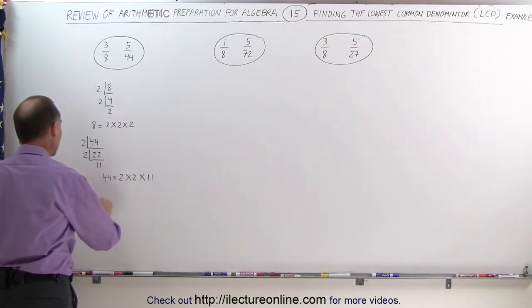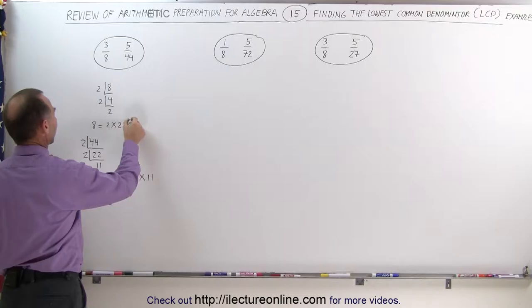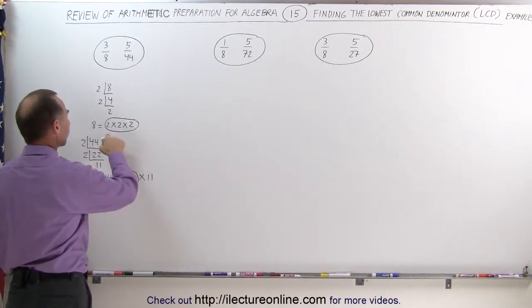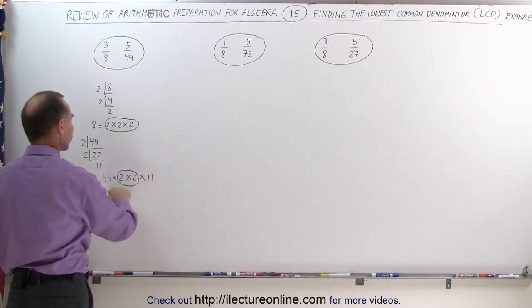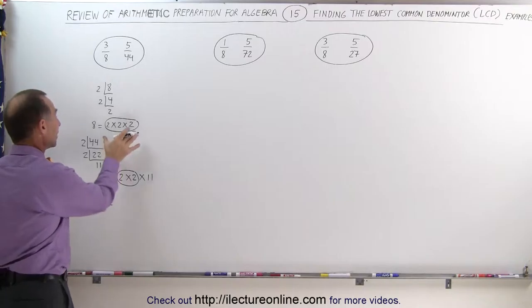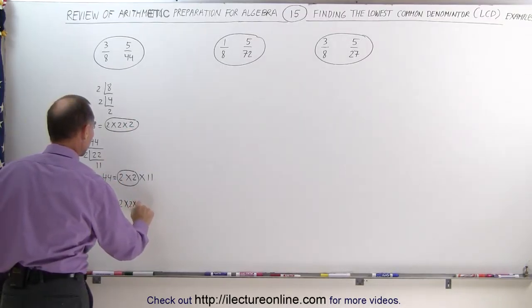To find the LCD, the lowest common denominator, we look for common factors. Here we have the number 2, and we find the number 2 as well here. Here there's 3 of them, 2 times 2 times 2. Here there's 2 of them, 2 times 2. We take the largest number of them, therefore we take all 3 of this one: 2 times 2 times 2.